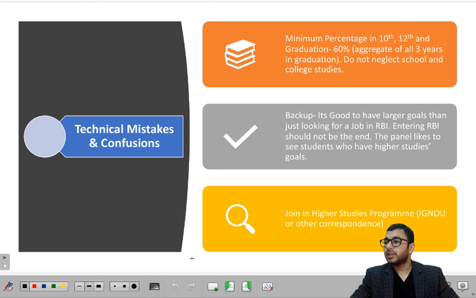Yes, Abhishek, you can go for PhD. RBI sponsors its employees for PhD programs. They can recommend you. You can apply for a PhD.